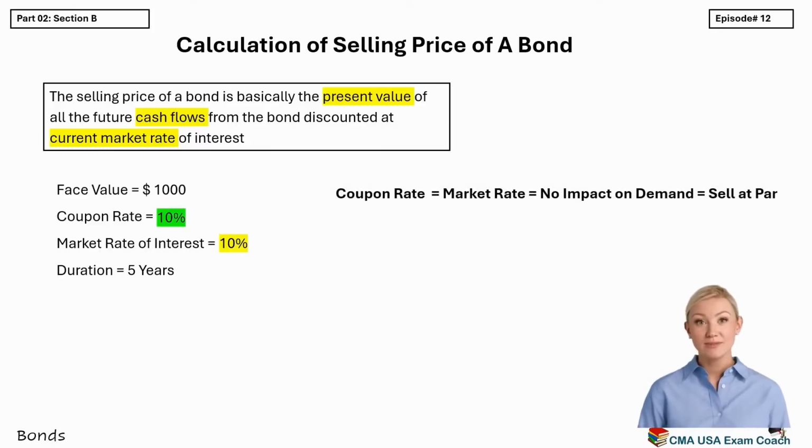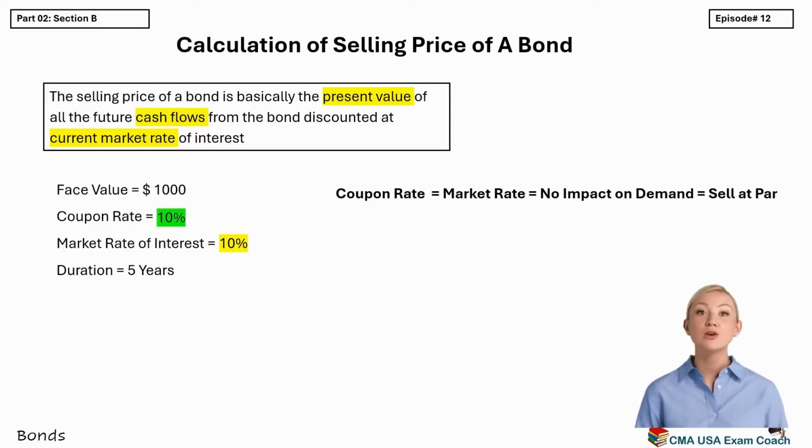As an investor, if you're looking around and see this bond offering 10% and other new bonds also offering 10%, then this bond is considered equally attractive. There's no advantage, but also no disadvantage. This creates a balance between investor expectations and what the company is offering. As a result, the bond will be sold at its face value, which we call par value.